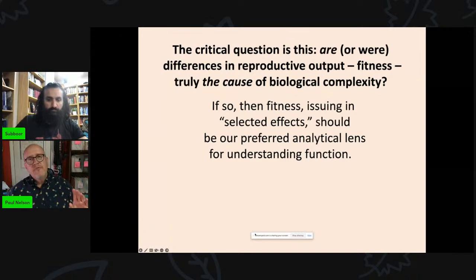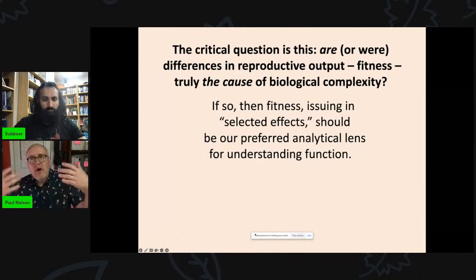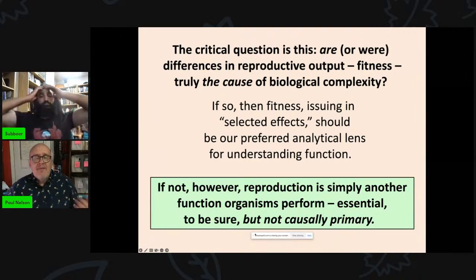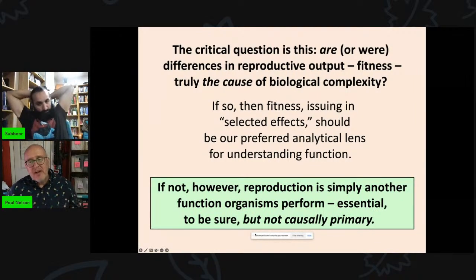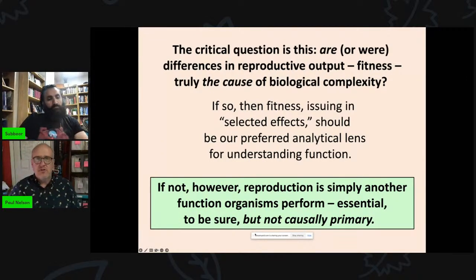Okay, this is the move that Graur and Moran and Ford Doolittle and other evolutionary biologists make. They say fitness, it's the only thing that's real, leaving offspring. The only thing that's real in evolution in terms of a causal differential. Okay, I don't accept that. My view from a design perspective is reproduction is another function that organisms perform. It is, of course, essential. You don't want to go extinct, right? But it's not causally primary.